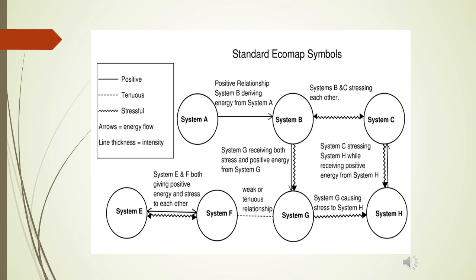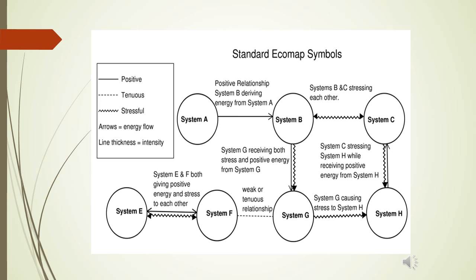Maybe the family and the grandparents, the family and the in-laws, the family and maybe the uncle. So there is a stressful relationship. Now the arrows are showing energy flow from one system. System A is giving energy to system B, maybe supporting. But here there is stress on both sides, B and C. Now system C and system H. The system C is exerting stress on system H, but system H has a positive approach to system C.